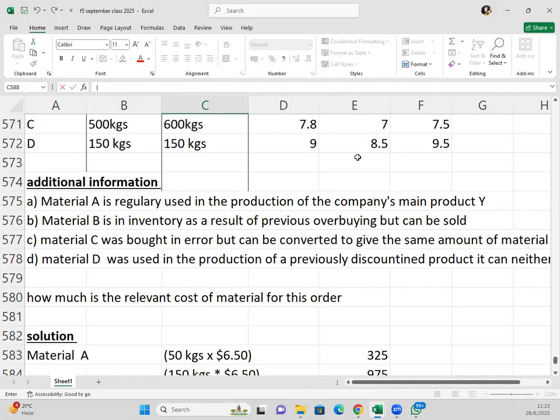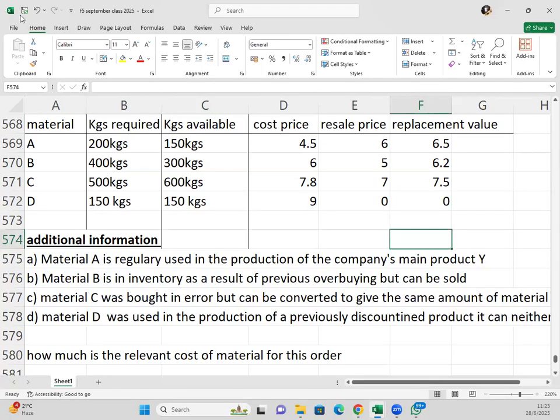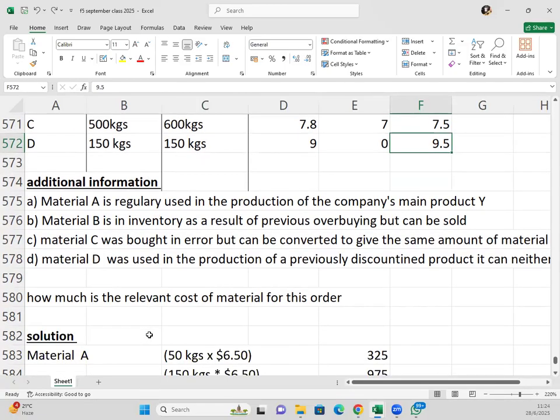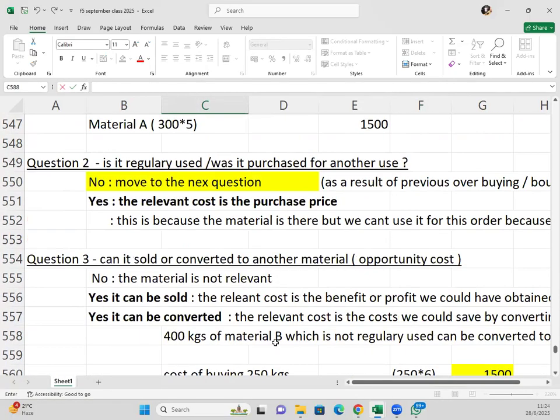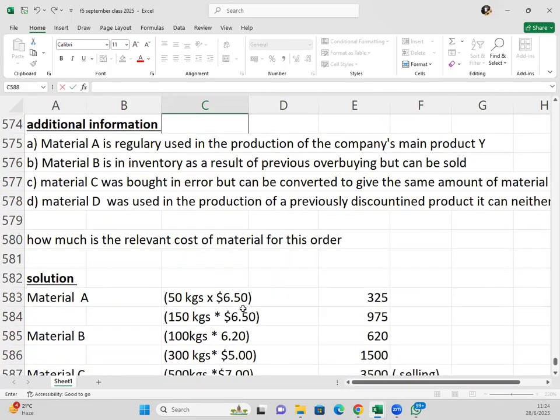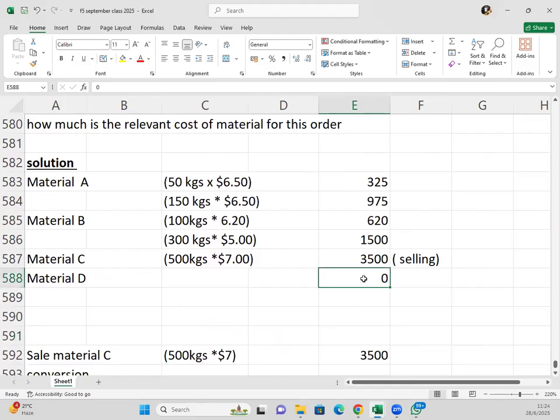Let me adjust here, I made an error. Let's put a 0 and a 0 so that the statement makes sense. The replacement value is no problem, but for the resale price, 0. So meaning that you cannot sell it and get something. So can it be resold? No. So for material D, you have the material that is required, but we cannot sell it, neither can we convert it. That type of material, what did we say about that? If it's there in inventory, it's not regularly used, and it cannot be sold or converted, the relevant cost is 0. So that material has no relevant cost.